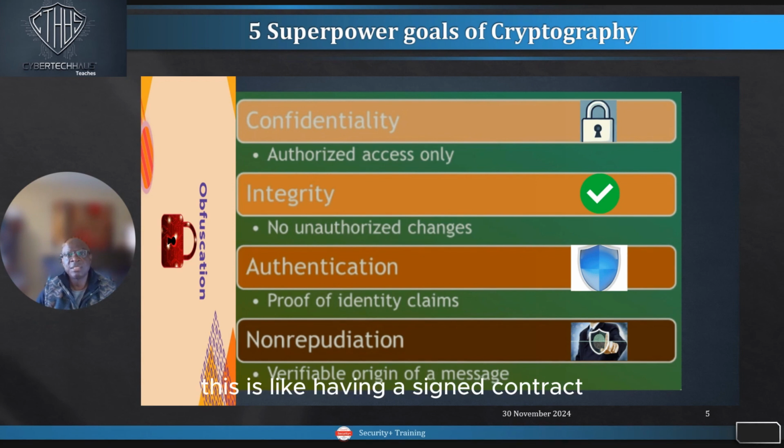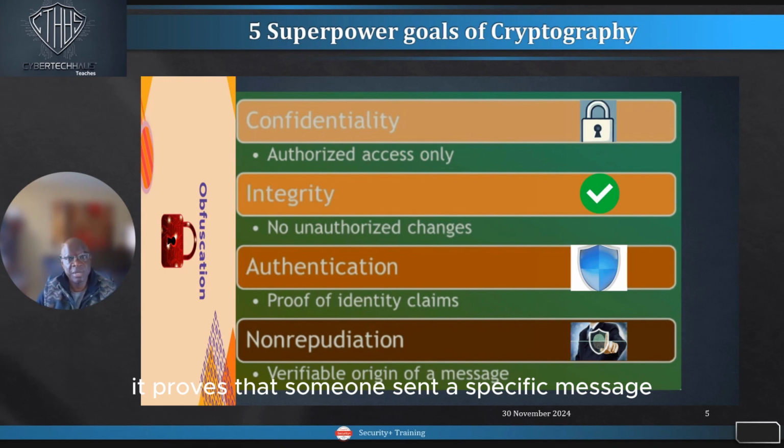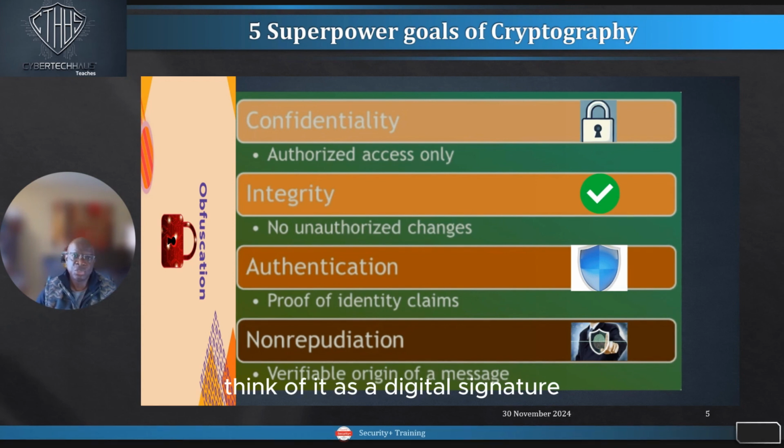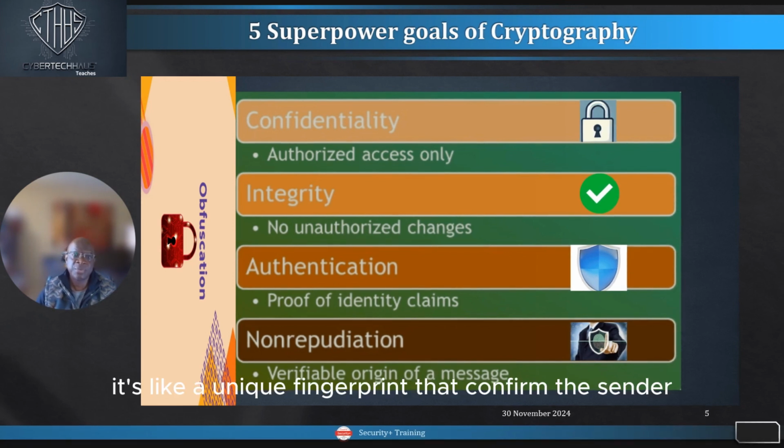Non-repudiation. This is like having a signed contract. It proves that someone sent a specific message and they cannot deny it later. Think of it as a digital signature. It's like a unique fingerprint that confirms the sender.